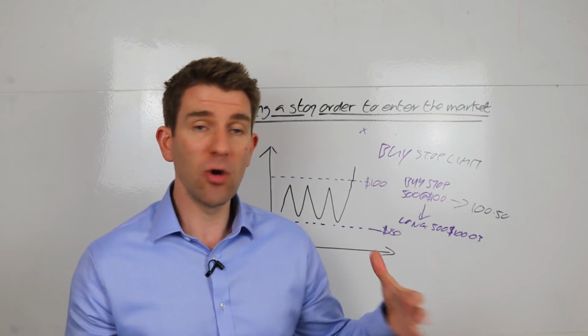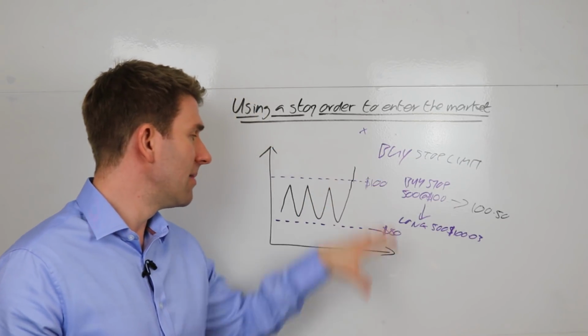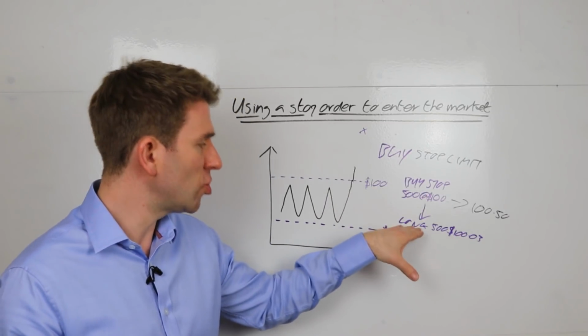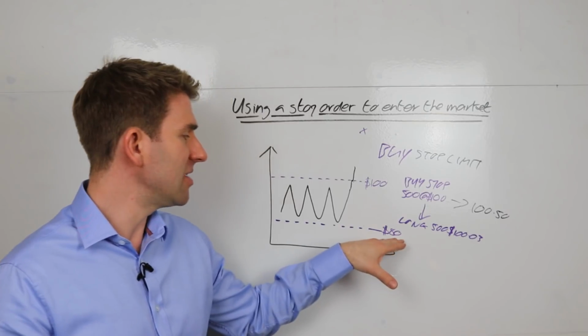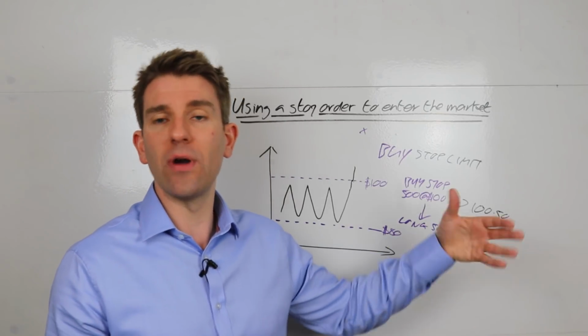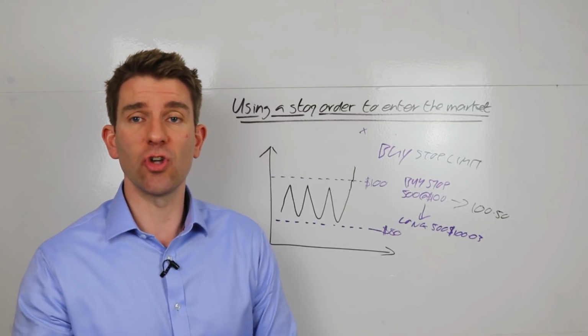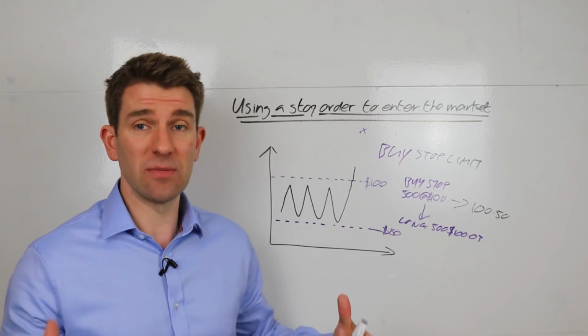So we've got no position at the moment. We want to get short if it goes there. Market comes down, tags the 80. If we're just using a stop order, it would put us in short 500 at $80 or 79.95 by the time it got filled. So that's an easy way of using a stop order to enter the market.